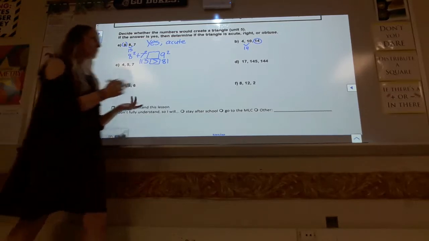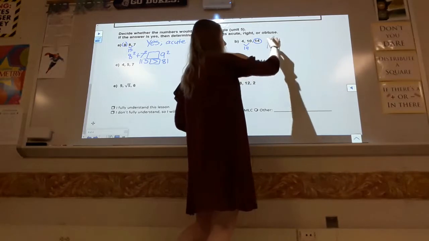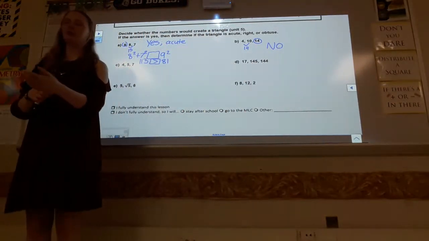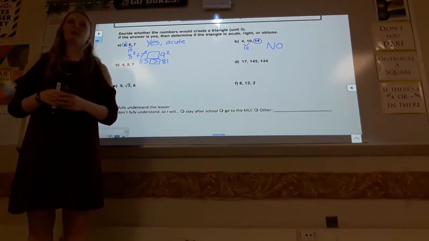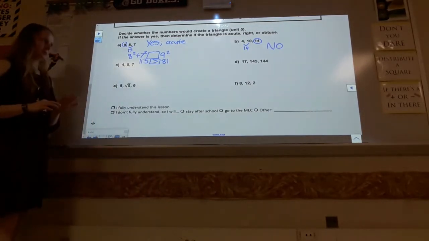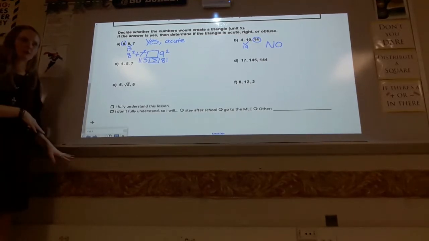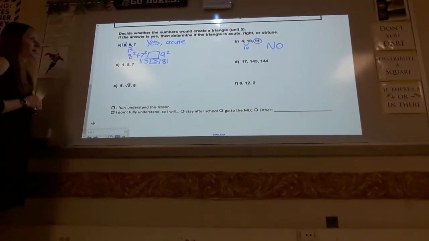So would I say that this is a triangle? No. If I answer no to this question, would I then proceed to figure out whether it's acute, obtuse, or right? No. I've had people do that in the past, which is very confusing. So when you see that it's not a triangle, say no, move on.